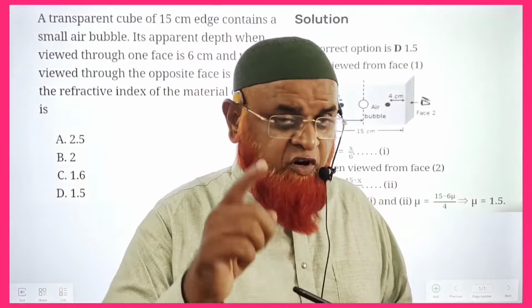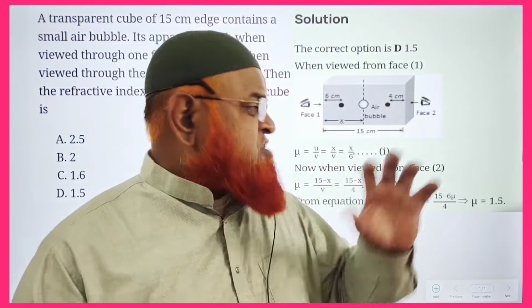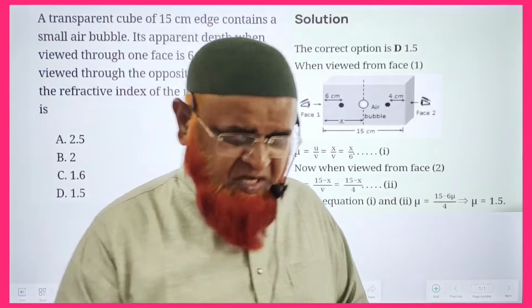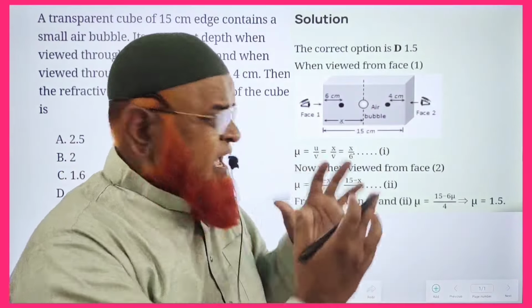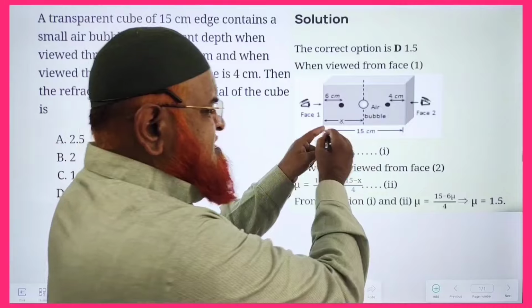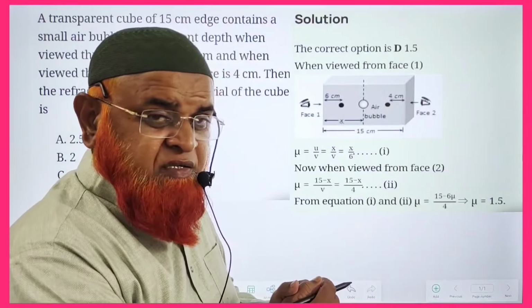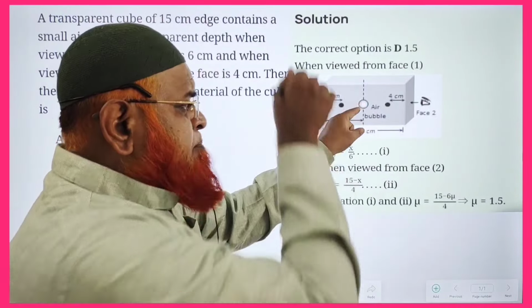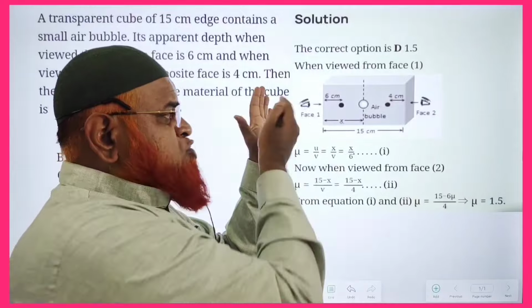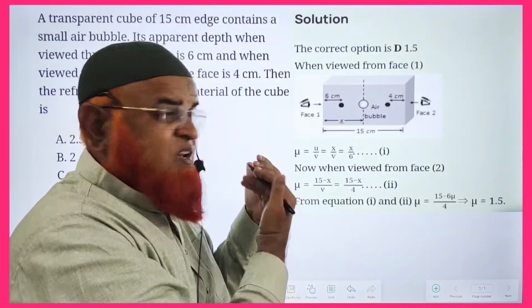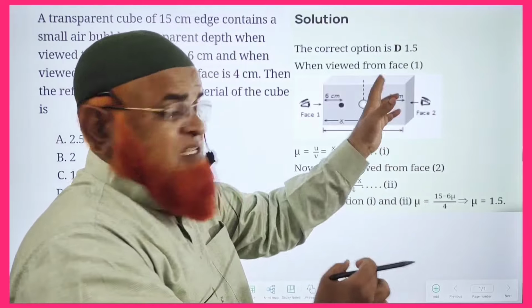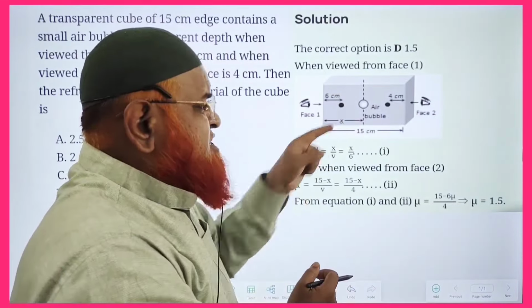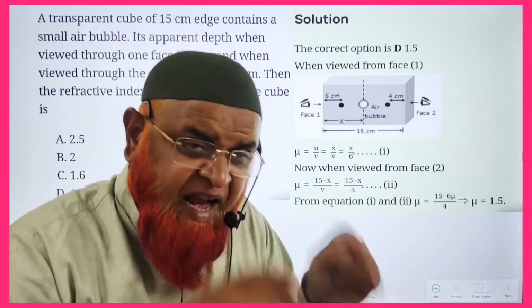A very surprising formula I'm going to explain. This is a question which is asked by one of my subscriber. He asked this question in which there is a cube whose side length is 50 centimeters. And this small bubble inside the cube appears to be 6 centimeters if you see from this side. And from this side if you see, it appears to be 4 centimeters. And in such situation, he's asking us to find out the refractive index.